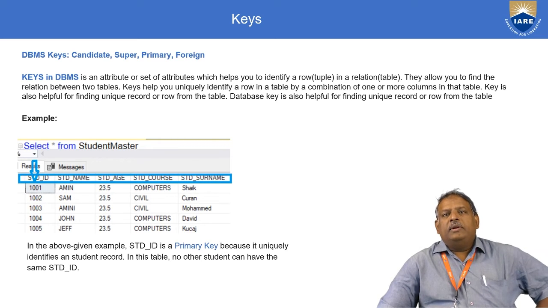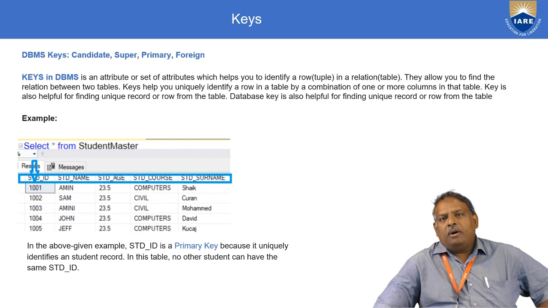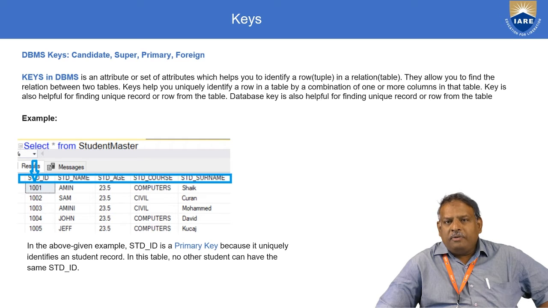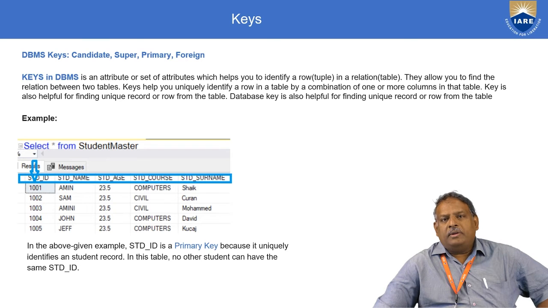For example, let us see. I have a table called student master. When I say select star from student master, I have a couple of records coming out. It has the following columns: STD_ID, student_name, student_age, student_course, and surname. Here, my student ID is the column by which I can easily identify the unique record. When I say 101, I will be able to get these details like Amin, his age is 23.5, computers, and Sheikh is his surname.